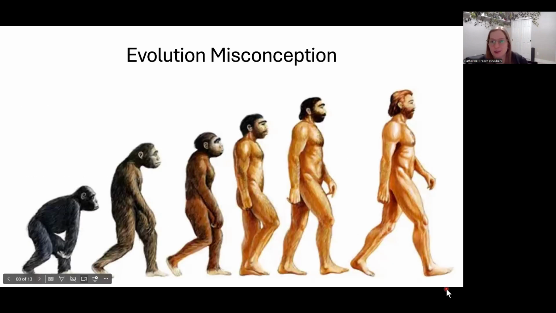Now, when we talk about human evolution, there are a lot of misconceptions that come up. I Googled human evolution, and this was one of the first images that popped up. Take a moment to look at this image and try to figure out what might be wrong with it.